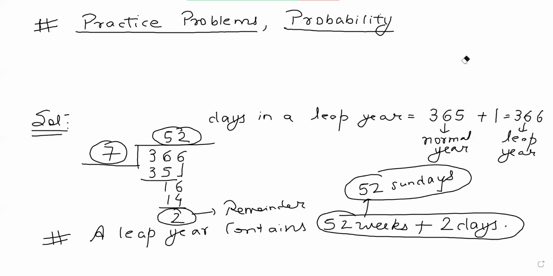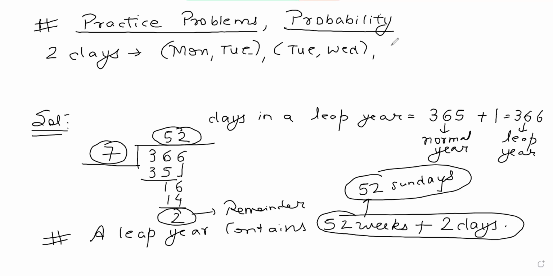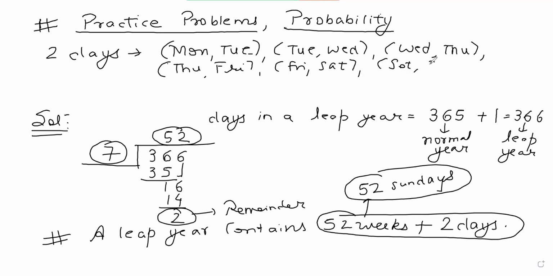Now we have 2 extra days with us. These 2 extra days can be Monday, Tuesday. They can be Tuesday, Wednesday. They can be Wednesday, Thursday. They have to be consecutive, by the way. They have to be Thursday, Friday, or they can be Friday, Saturday, or they can be Saturday, Sunday, or they can be Sunday, Monday. These 2 days can be combinations of these.